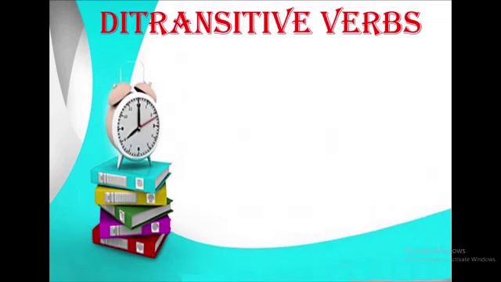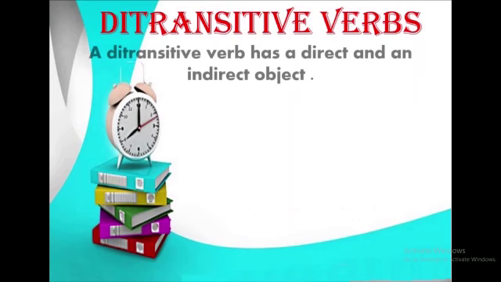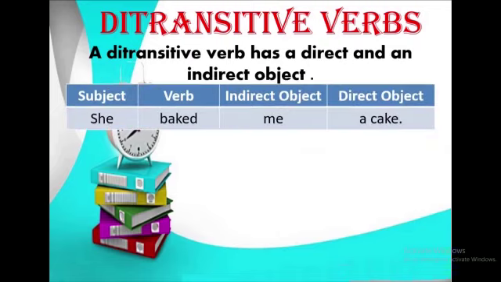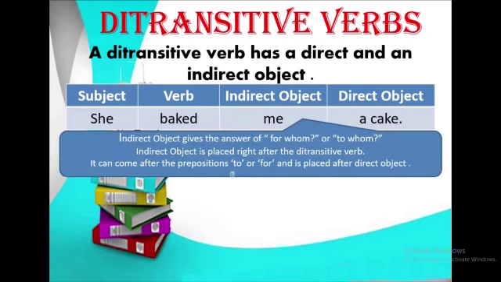Now, we'll discuss ditransitive verbs. When a transitive verb takes two objects, that is called a ditransitive verb. Those two objects are, number one a direct object and number two an indirect object. For example, subject, verb, indirect object and direct object. She baked me a cake. So here, me is the indirect object.